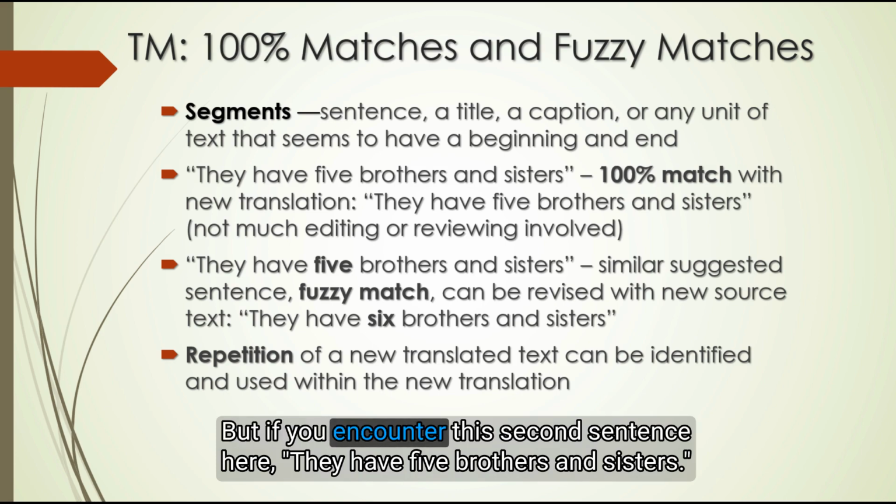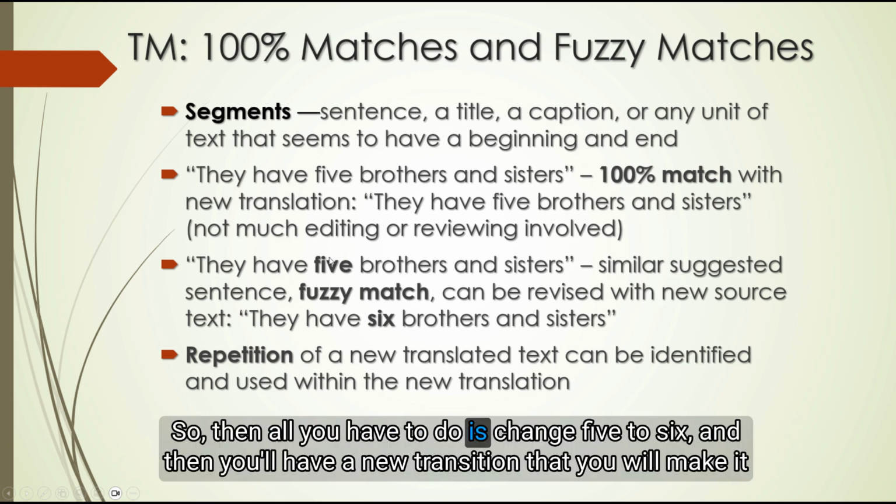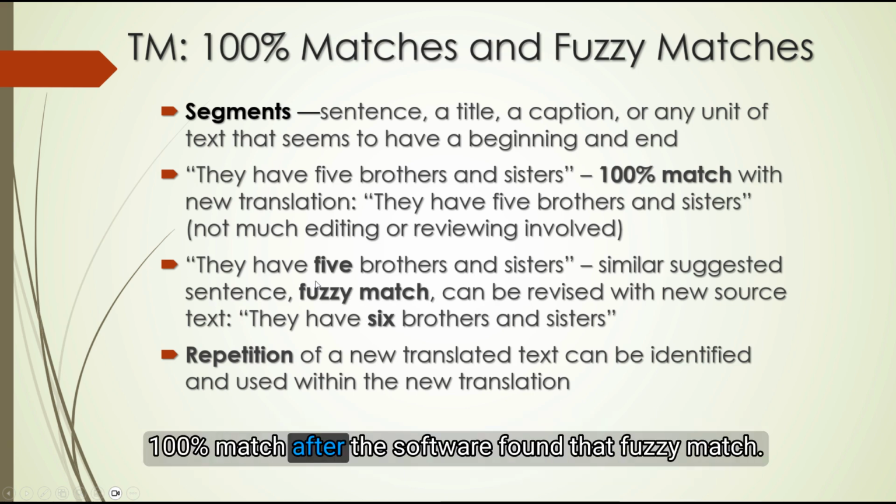But if you encounter this second sentence here, they have 5 brothers and sisters, and then you have a suggestion for a fuzzy match, because in the new text you find they have 6 brothers and sisters. So then all you have to do is change 5 to 6, and then you'll have a new translation that you will make a 100% match after the software found that fuzzy match.